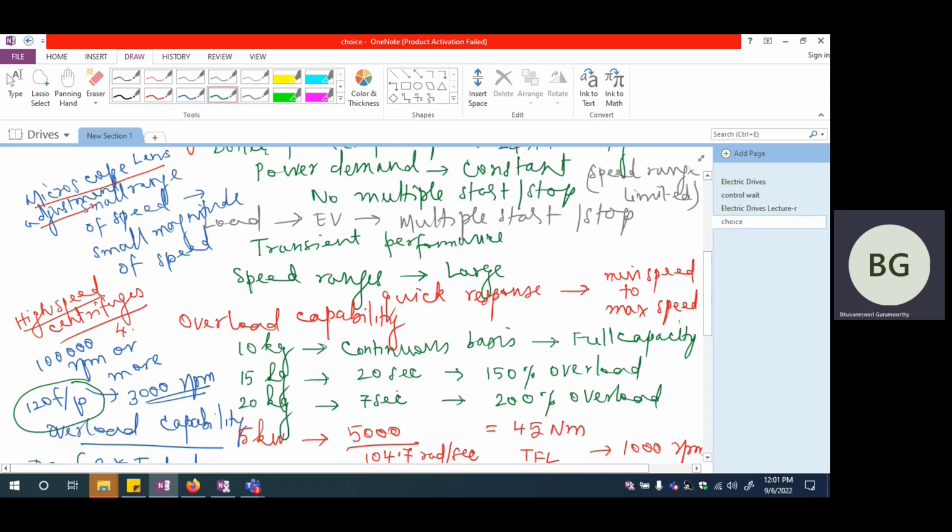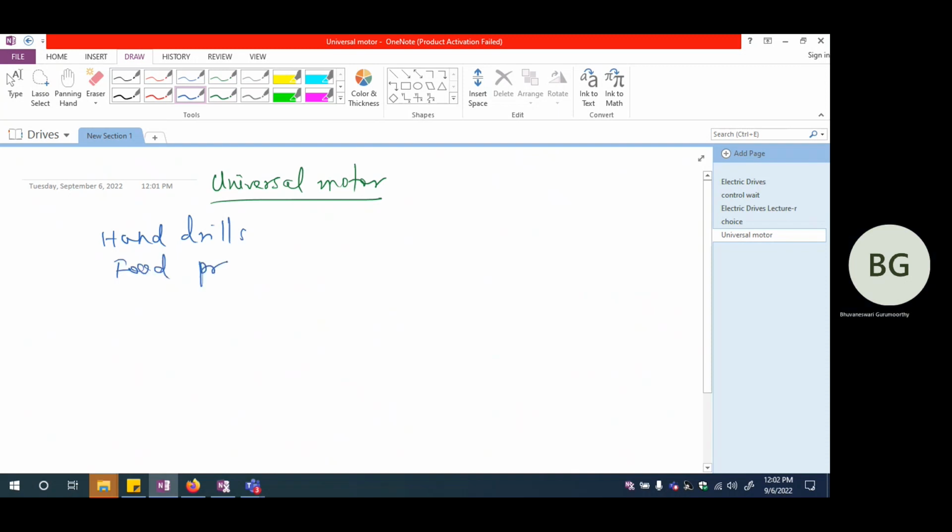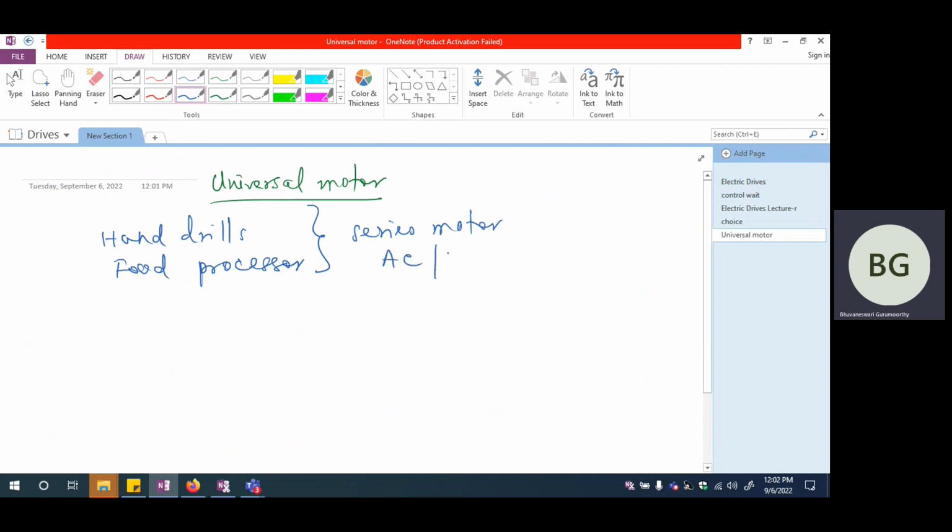So typically, if you look at a food processor, mixer, all of them run generally at 10,000 RPM or 15,000 RPM. In those cases, what you use is a series motor, but the series motor can work on both AC and DC. So we call that a universal motor. The universal motor typically is used in hand drills or food processor. So this is essentially a series motor which can run on both AC as well as DC.